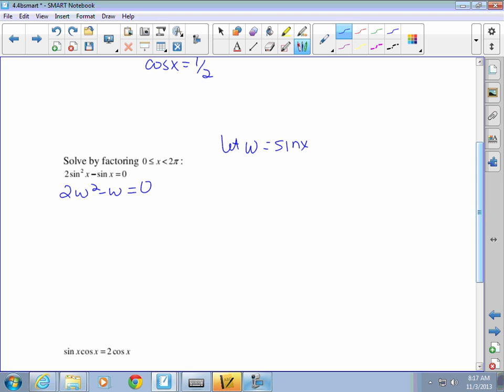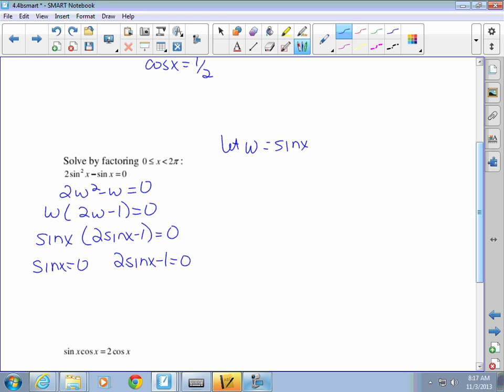I factor, I'm going to GCF a w, so I have w times 2w minus 1 equals 0. So now I'm factored as far as I can, so I have to substitute back in. So I have sine of x times 2 sine x minus 1 equals 0. So sine x is equal to 0, and 2 sine x minus 1 is equal to 0. Sine x is equal to 0. That's the same as my y-coordinate. So y is 0 right here and right here.